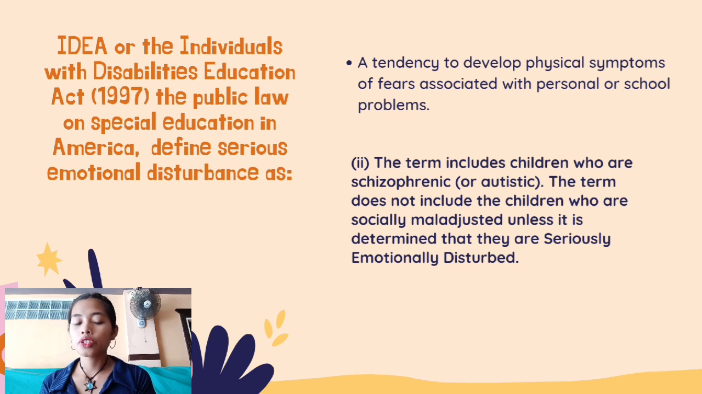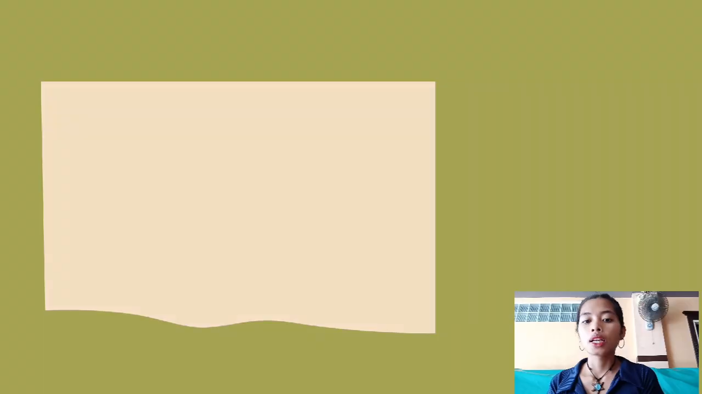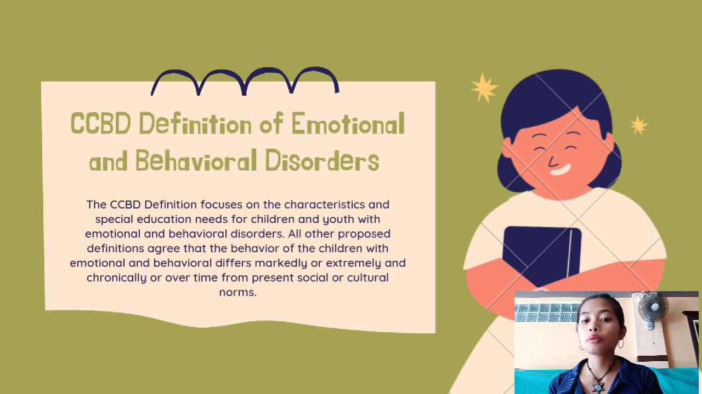The second definition of IDEA is that the term includes children who are schizophrenic or autistic. The term does not include children who are socially maladjusted unless it is determined that they are seriously emotionally disturbed. And now let us discuss the CCBD definition of emotional and behavioral disorders.